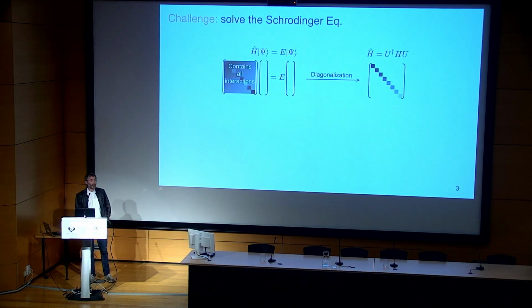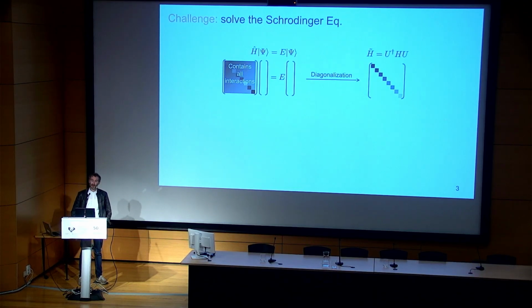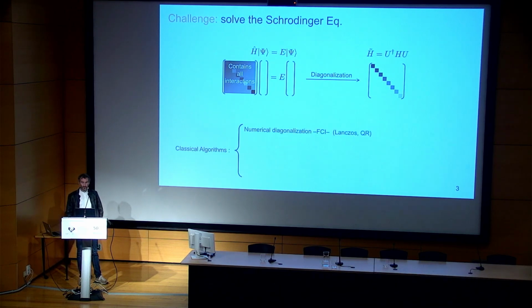The underlying challenge is, of course, to solve the Schrödinger equation, which at the end is to diagonalize a Hamiltonian, so to find the eigenvalues of that matrix, especially the low-lying energy levels that contain the low energy physics information. The problem is that when you increase the size of the system, the size of the Hamiltonian grows exponentially, so that it becomes intractable on a classical computer.